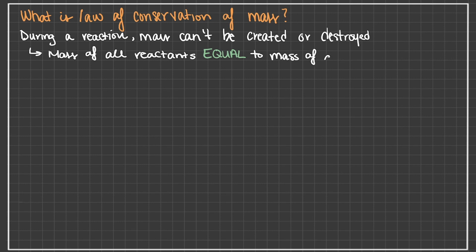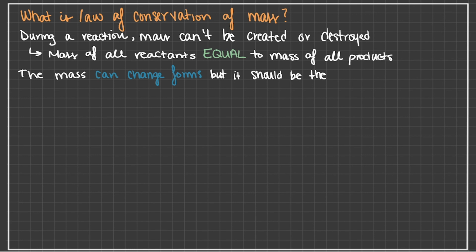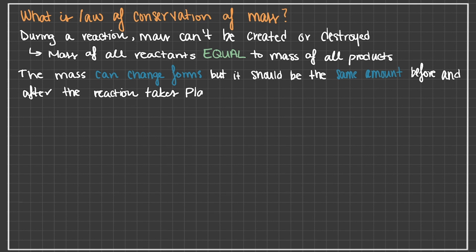So the mass can change forms, and it can change from states, such as from a liquid to a gas, but the mass of the reactants must stay the same as the mass of the products. So it doesn't matter whether you're making new compounds, breaking compounds apart, or putting new ones together. The mass of the reactants must equal the mass of our products.